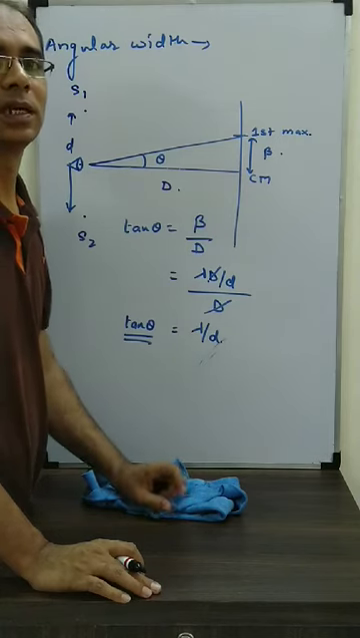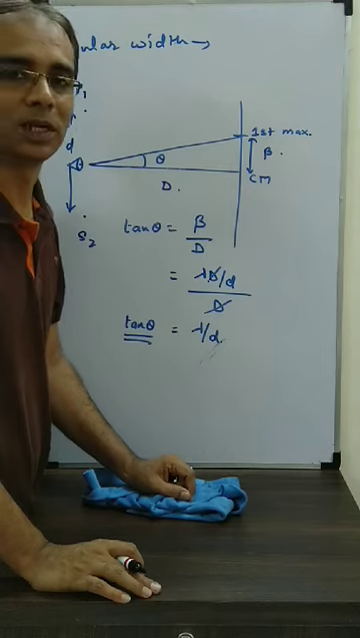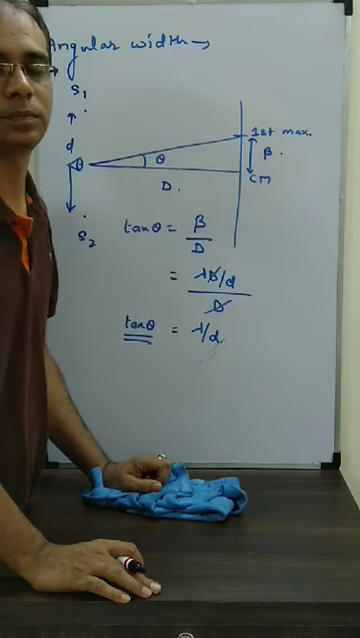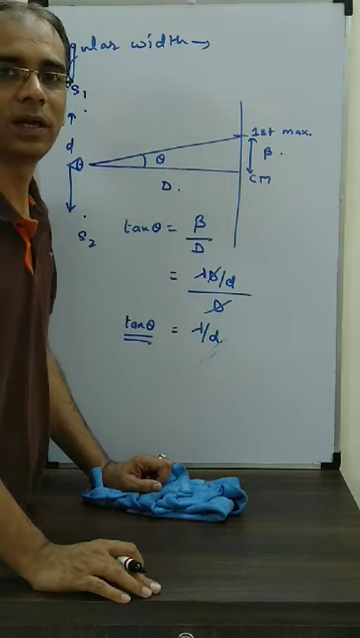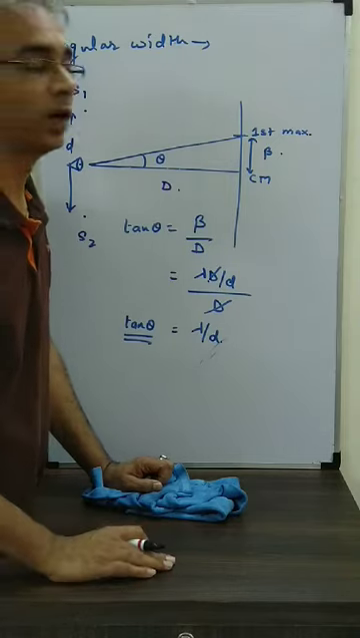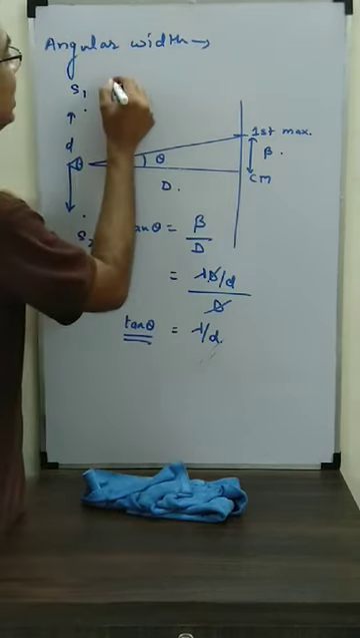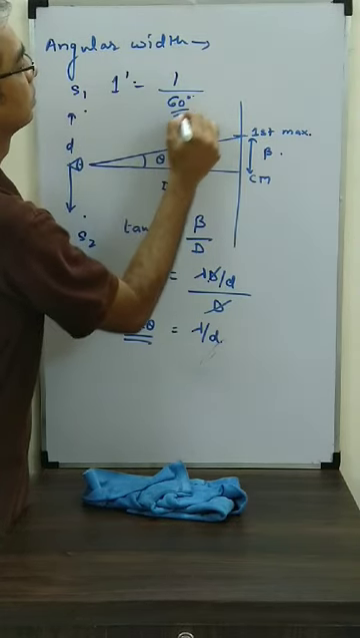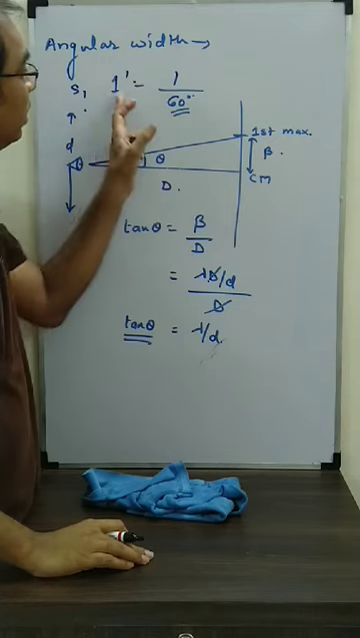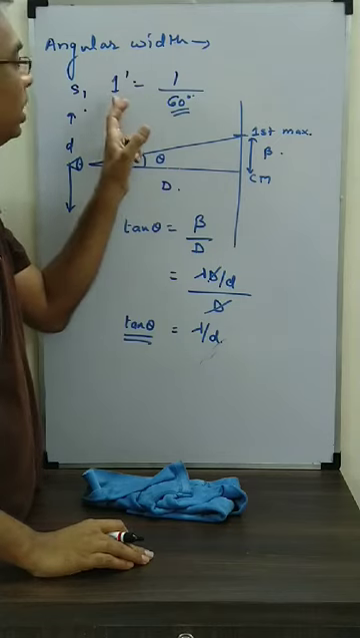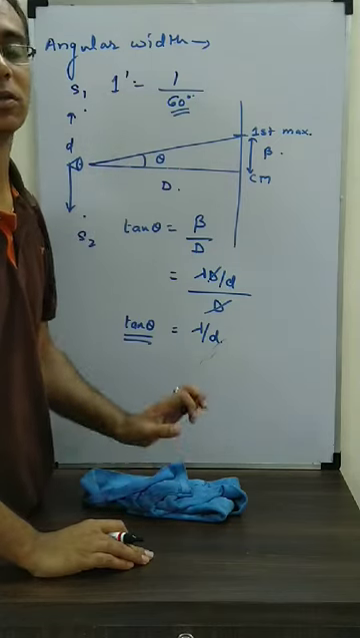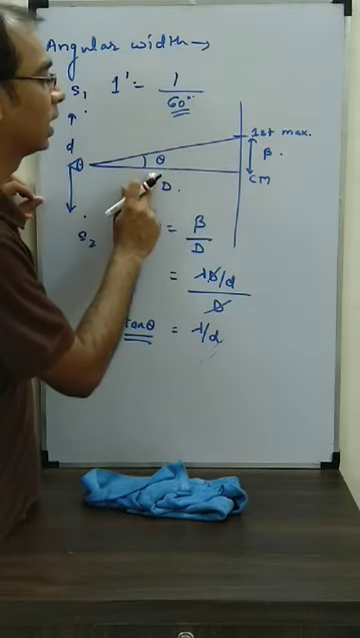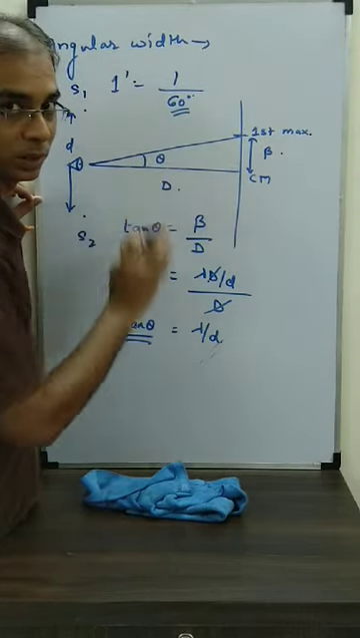The reason is that the angle made by those objects or insects on the eye is less than 1 minute. What is the resolution of the eye? The resolution of the eye is 1 minute. 1 minute means 1 by 60 of a degree. If the angle made by an object on the eye is less than 1 minute, your eye cannot see that. So the same thing applies over here. The angle also needs to be more than 1 minute.